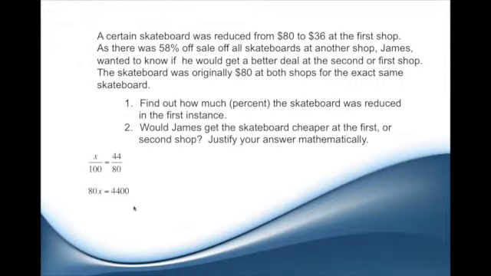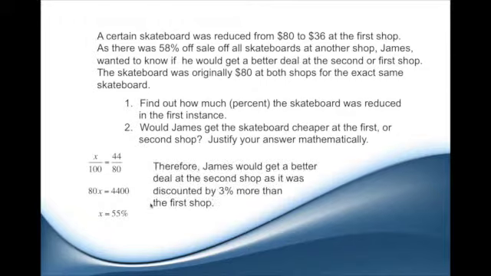That becomes 80x equals 4,400. 4,400 divided by 80 equals 55%. Therefore, James would get a better deal at the second shop, as it was discounted by 3 or more percent than the first shop. You would then go back and check your answer to make sure that this 55% is correct. And of course, it would be recommended for you to write that down in your books as well.